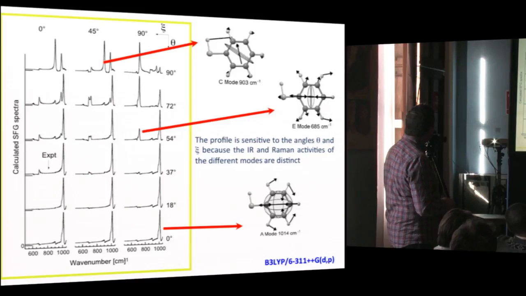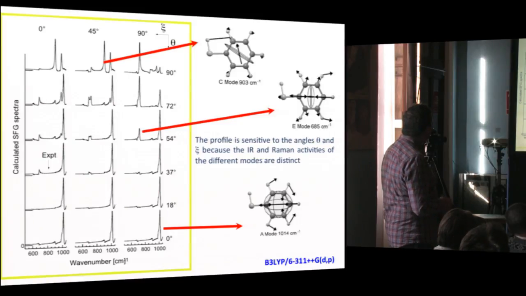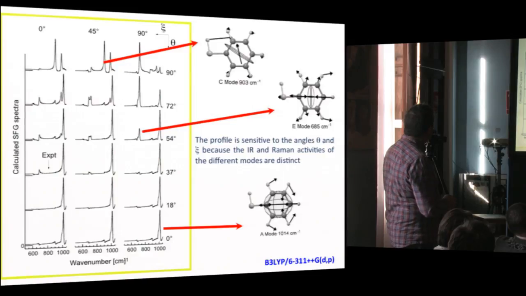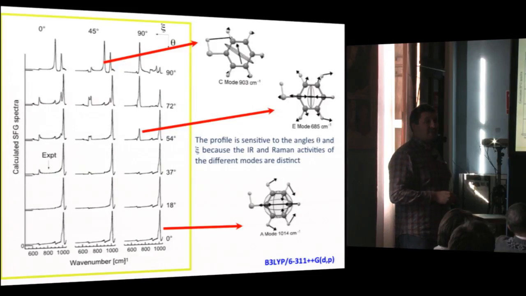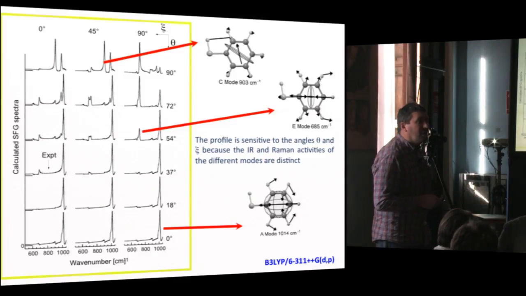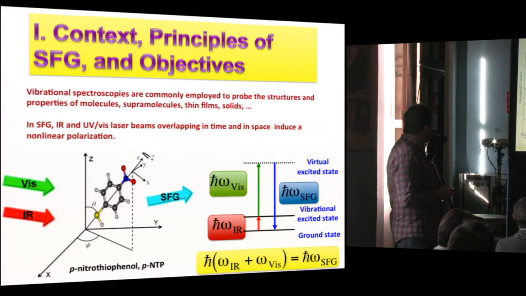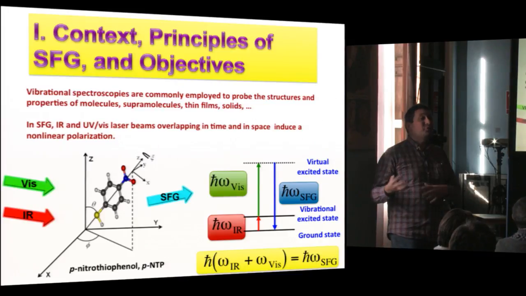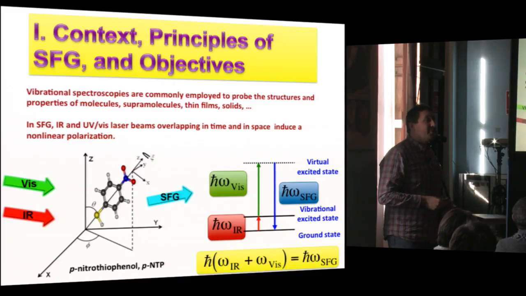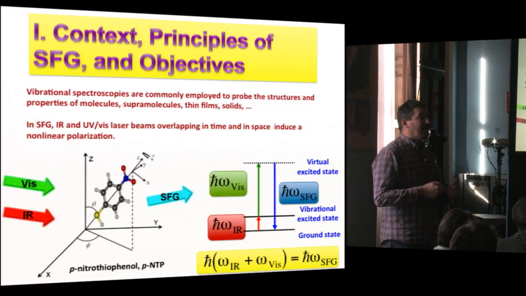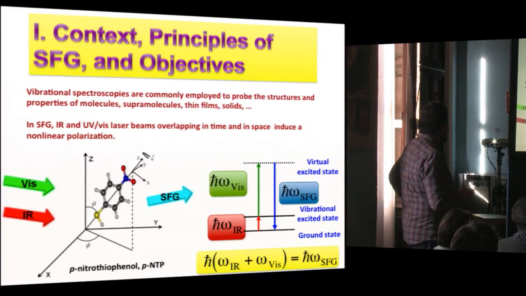So we concluded that the orientation of a thiophenol molecule is such that theta is equal to 37 degrees and Xi is about 0. So that was a kind of start and introduction for this work on sum frequency generation. But now I think that I should come back to some basic aspects and explain to you really what the sum frequency generation phenomenon is, and how we could try modeling these spectra.